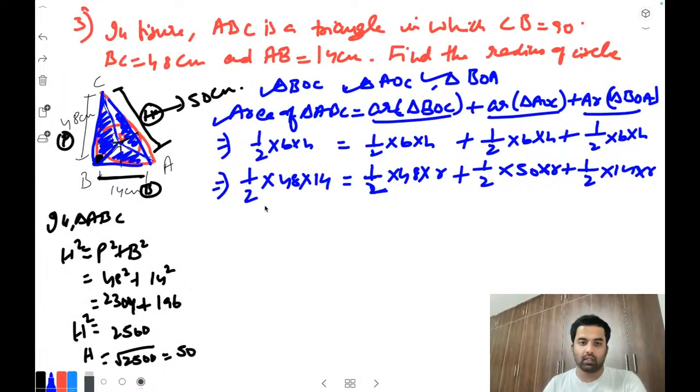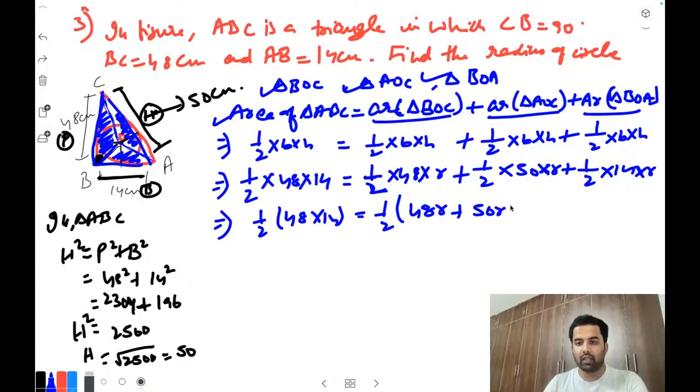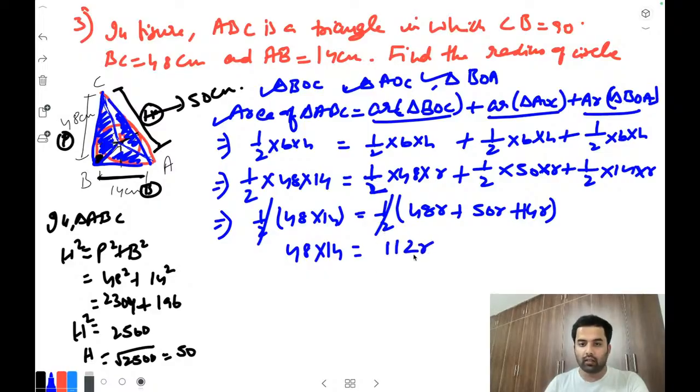We are in the last part of this. We can take 1 by 2 common. So 1 by 2 is common. So 48 into 14 is here. Here 1 by 2 common. So what will come? 48R plus 50R plus 14R. 1 by 2, 1 by 2 got cancelled. 48 into 14 equal to, after addition of all, it will come 112R. And the R value becomes 48 into 14 divided by 112. After cancellation, you'll get 6 centimeter.